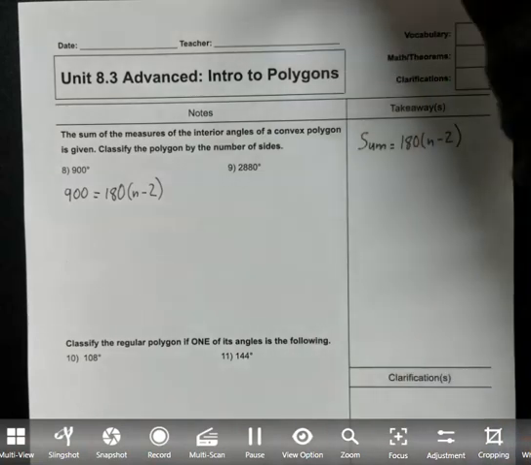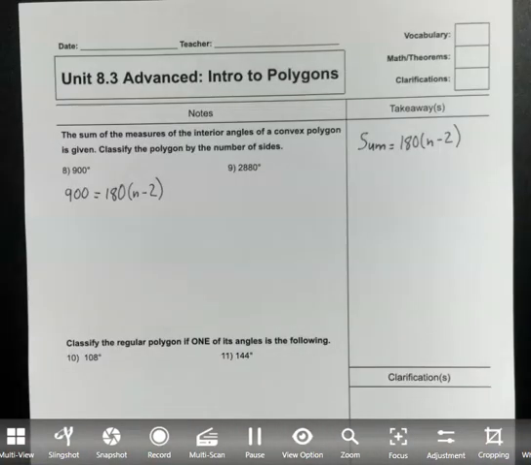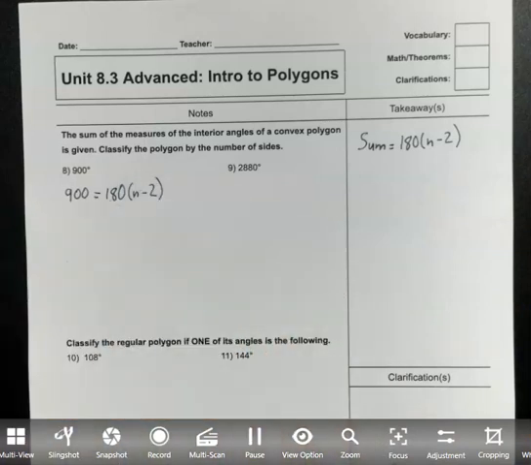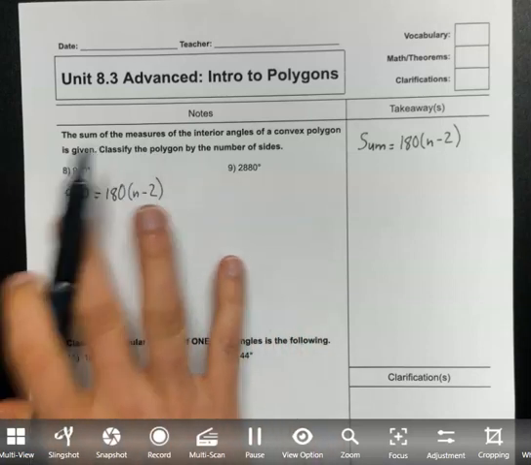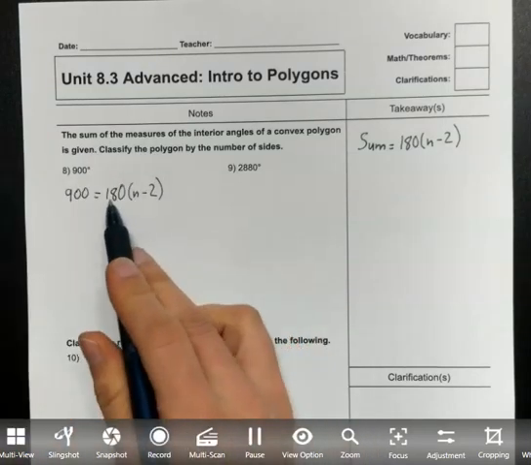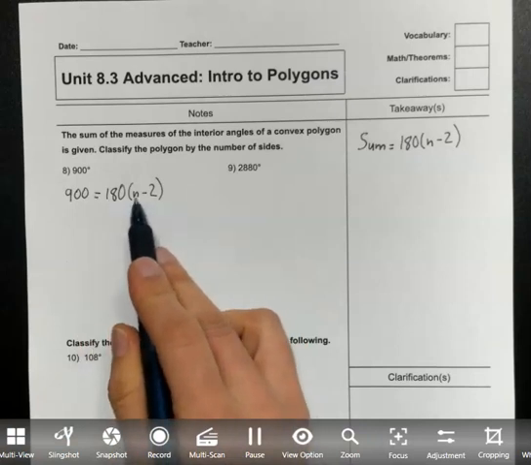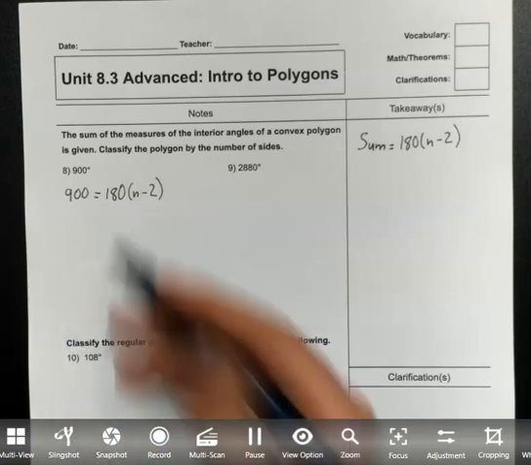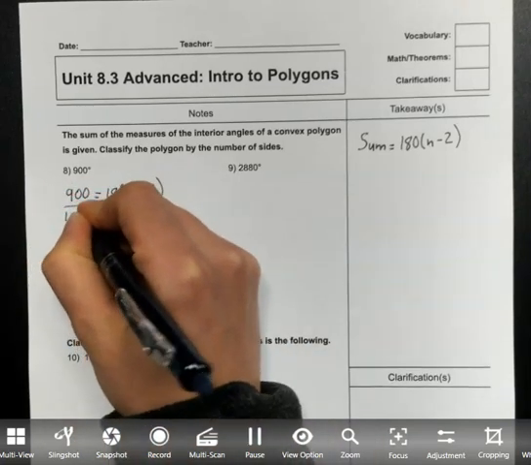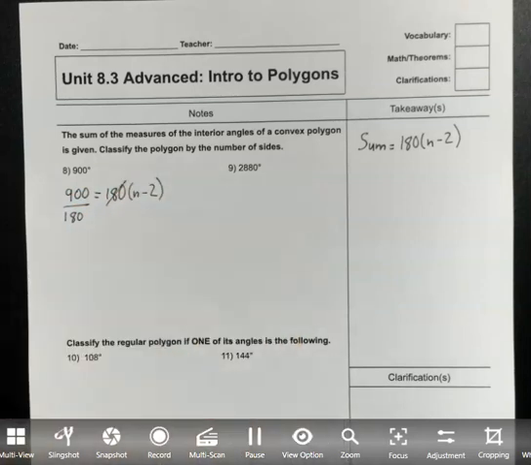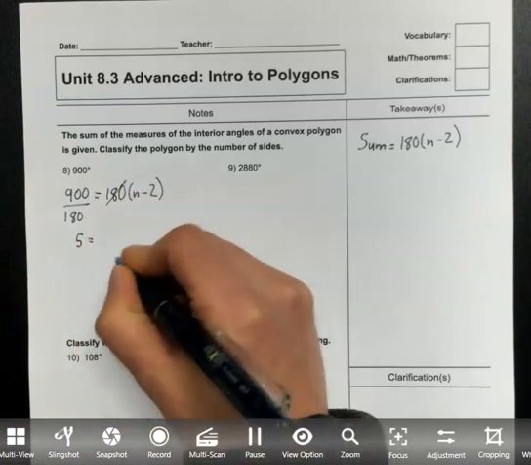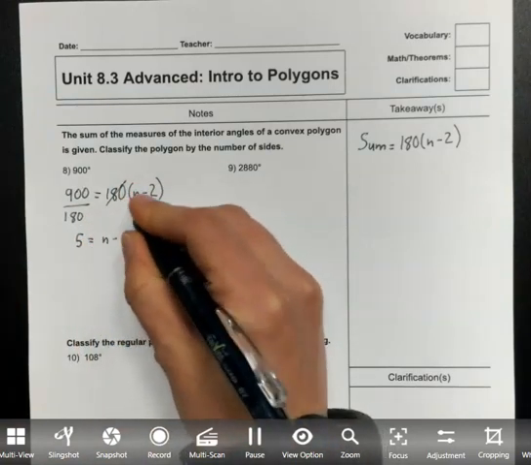Alright, so from here, I have two options. Basically, I'm solving for n, right? So I can either distribute this 180, or I can go ahead and divide by 180 on the other side. Personally, I'm just going to divide by 180 on the other side. Why divide? Because right here, we have 180 multiplied with n, so to move this to the other side, I have to divide by 180, right? So divide by 180. That gets rid of that 180 right there. So now I end up with 5 is equal to n minus 2, because the 180 is gone.